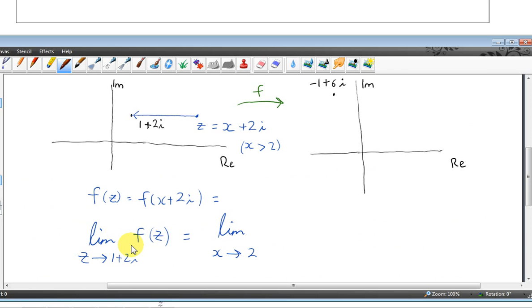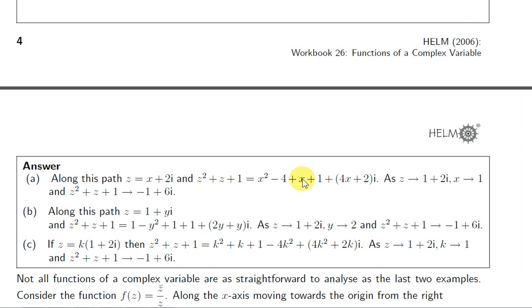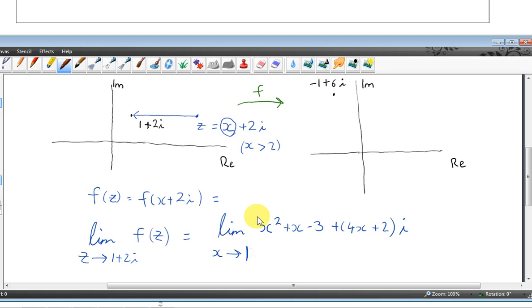Now we want to calculate this limit, but since we're moving along this path here, as z approaches 1 plus 2i, it's the same thing as letting x approach 1. So we're taking the limit as x approaches 1 of this expression here. Now since this here is a continuous function of x, we can just plug 1 in for x. So we get 1 plus 1 is 2 minus 3 is minus 1, and we get 4 times 1 plus 2 is 6, minus 1 plus 6i.